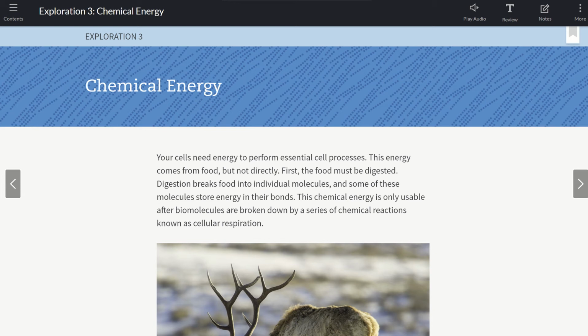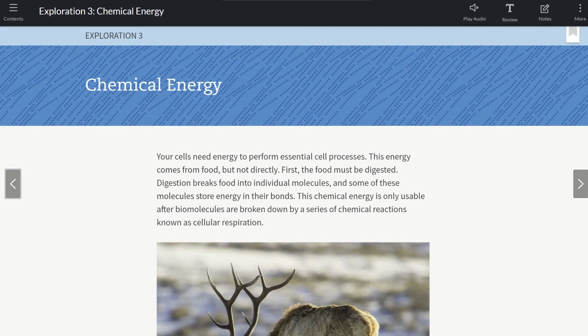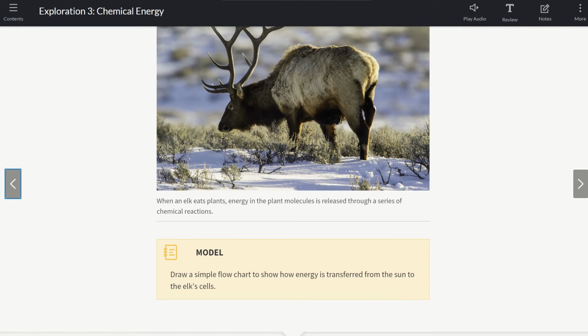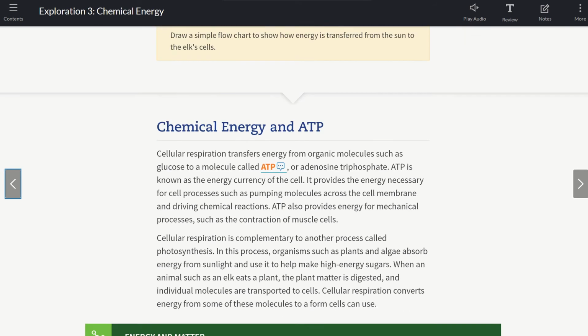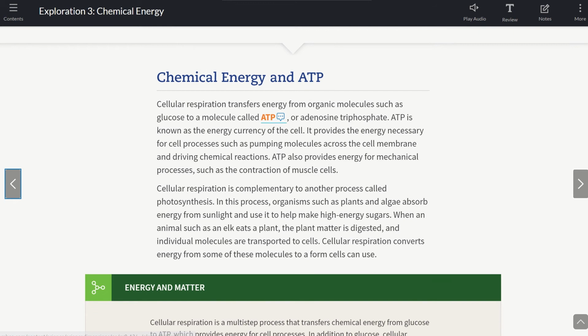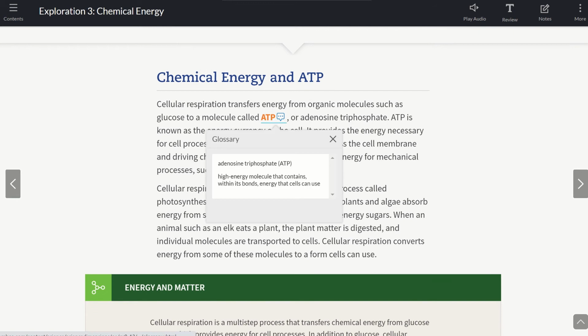So first thing is chemical energy. In our body, we are going to trap energy inside of molecules, inside of chemicals. And our job is to release that energy and then use it properly. So as we scroll down here, chemical energy and ATP. ATP is going to be our primary form of how we're going to use energy. It stands for adenosine triphosphate, and it's a high energy molecule that contains within its bonds energy that cells can use.